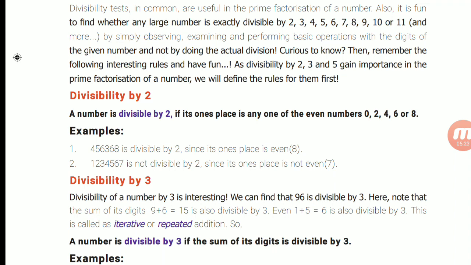4,56,368. You never need to know anything apart from the last digit of the number. What is the last digit? 8. 8 is divisible by 2. So the number is always divisible by 2. Okay, let's see another example.